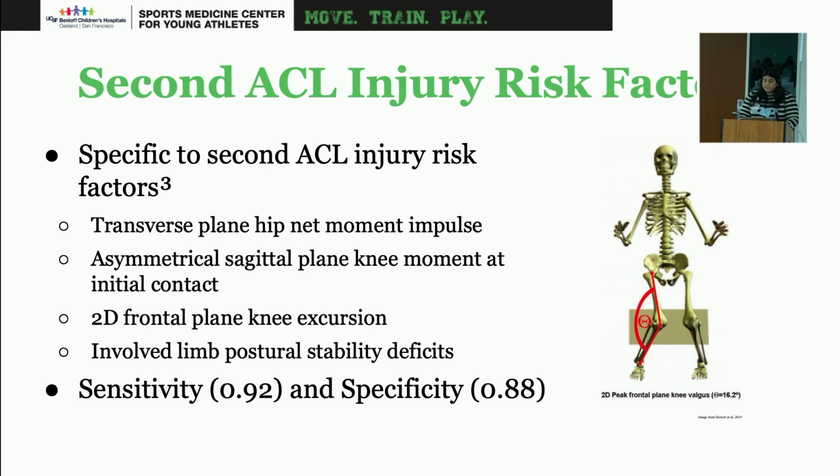Another one they had noted was asymmetrical sagittal plane knee moment at initial contact. And then using two-dimensional technology, frontal plane knee excursion, noting this figure here, how they had measured that on the side. And then postural stability deficits on the involved limb. This was all with a sensitivity of 92% and specificity of 88%.